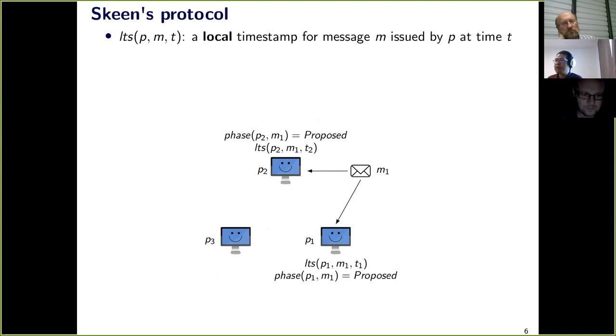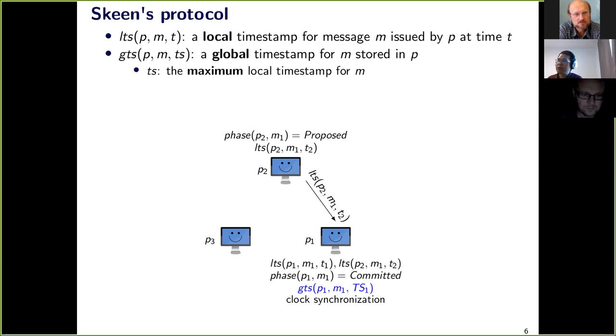And let's see what happens. After receiving a message, let's look at the process P2. After receiving message M1, P2 proposed a local timestamp for M1. You can see that we have LTS, P2, M1, and T2. And a similar thing happens in P1. So we also have a local timestamp of P1 for M1, LTS, P1, M1, T1.